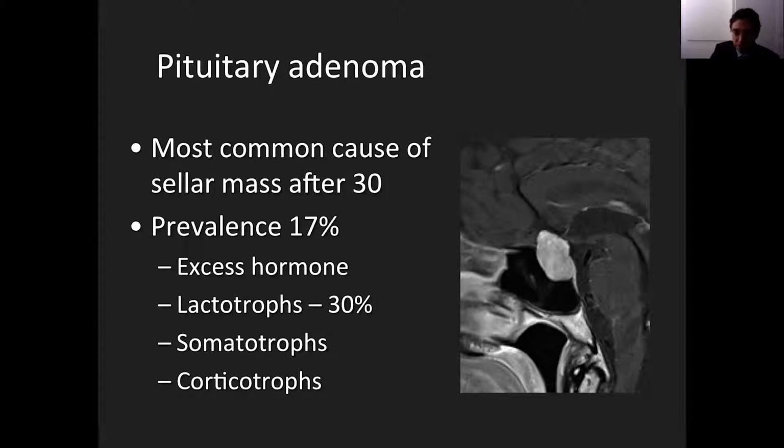Moving on to pituitary adenomas, this is a fairly common tumor, and in fact, the most common cause of a sellar mass in patients after the age of 30. Prevalence is about 17%, and most of them have some excess of hormonal production. Most of the time, that's going to be prolactin.